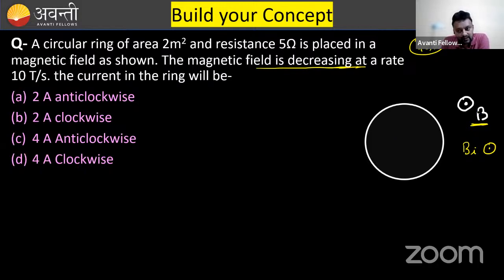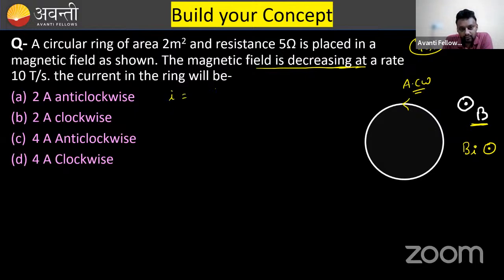Now, if original field is outward and induced field, or you can say new field, should also be in the outward direction, how should this new field be created? Take your thumb out in the outward direction and curl your fingers. And if you curl your fingers, the fingers will indicate the direction anti-clockwise. That means anti-clockwise current should be there. That means either option A should be correct or option C should be correct.